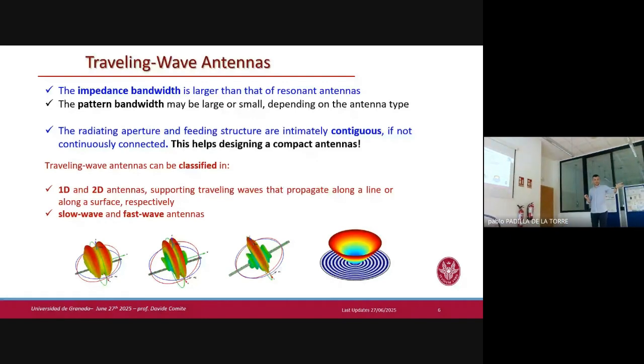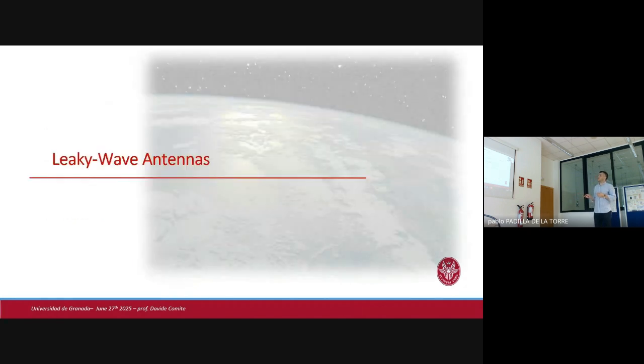Because as an alternative, as also Jose was showing, you need to design an array. But with an array, you need more feeding points, okay? Here we have generally just one feeder. And this feeder, if it is well designed, can be fully integrated within the structure. So these are the possibilities. 1D and 2D, we already discussed the difference.